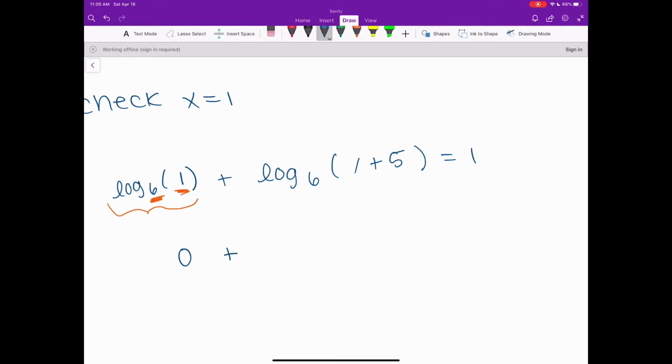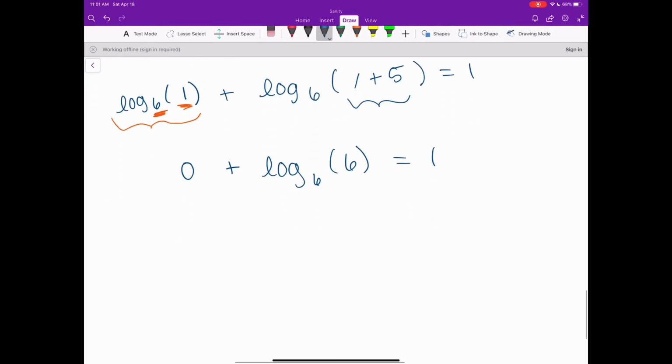Plus, okay, let's look at this part now. I'm just going to simplify the inside and say that's just 6, right? So this is going to be log base 6 of 6 equals 1. Now let's look at this. What power would I have to raise 6 to in order to get 6? Well, nothing changed, right? It's still just 6, so I would just have to raise it to the first power. So I've got 0 plus this thing all the way evaluates down to just 1 because 6 raised to the first power is just 6. So I got 0 plus 1 equals 1.